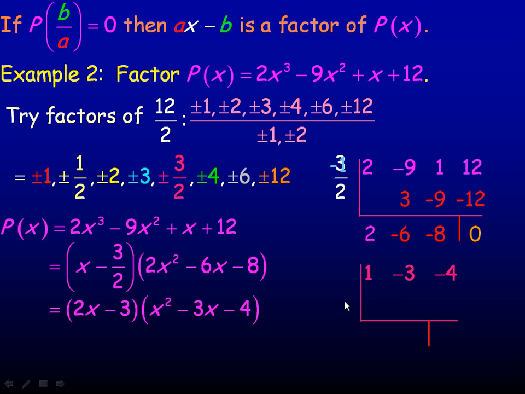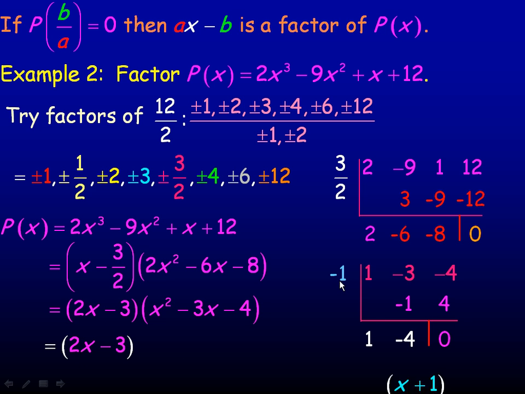For example, -1 actually does work with this. So we bring the 1 down. Most people wouldn't use synthetic division here because it is pretty easy to factor this, but it can work. -1 times 1 is, of course, -1. -3 and -1 add to -4. And -4 times -1 is +4. Adding that to the -4 above, we get a remainder of 0. And so we have the 2x minus 3 factor.